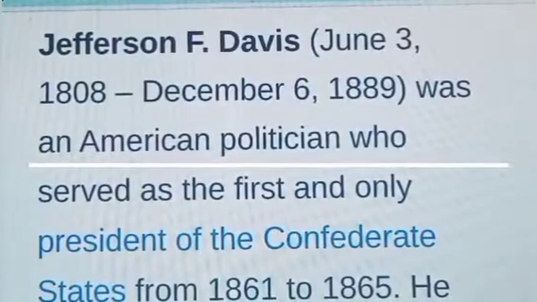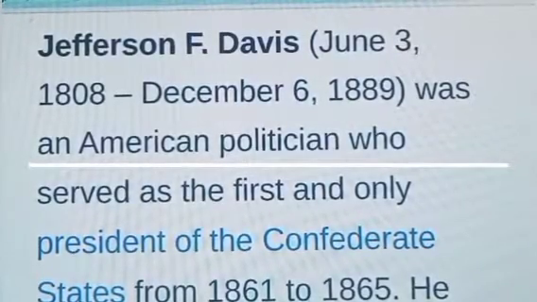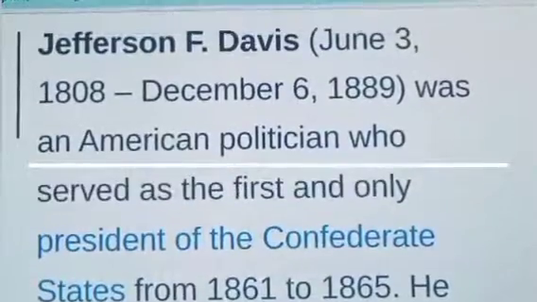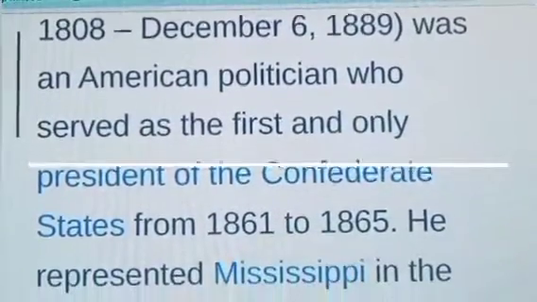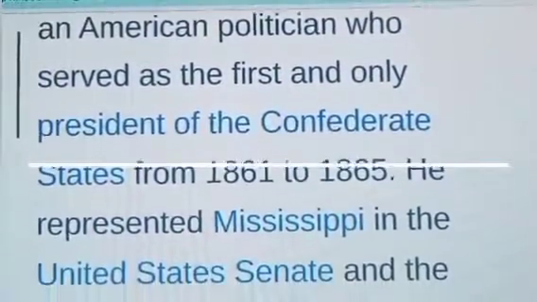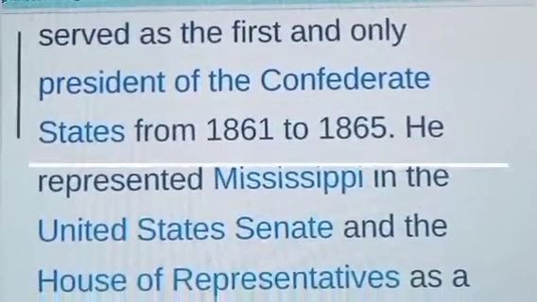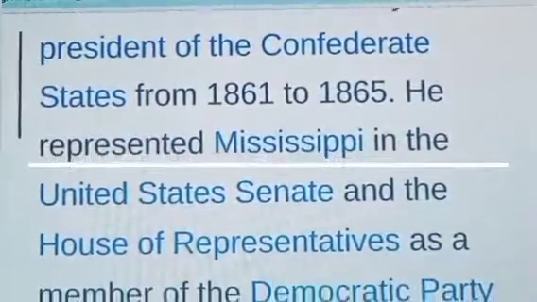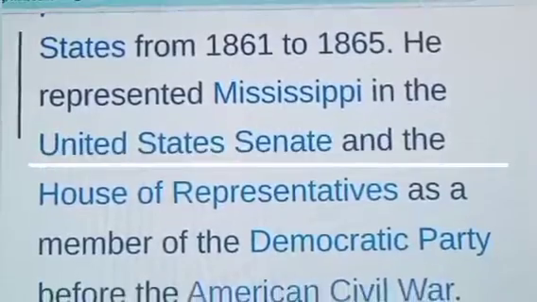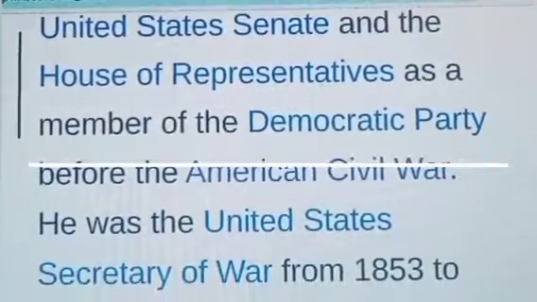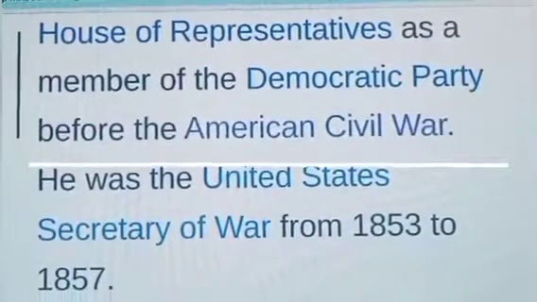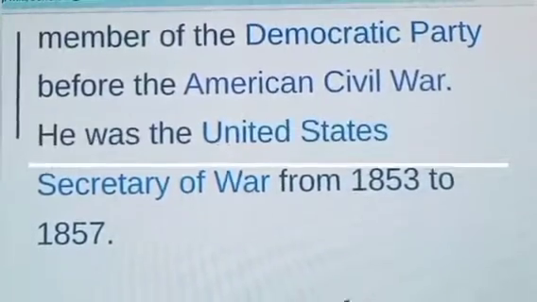Jefferson F. Davis, June 3, 1808 to December 6, 1889, was an American politician who served as the first and only president of the Confederate States from 1861 to 1865. He represented Mississippi in the United States Senate and in the House of Representatives as a member of the Democratic Party before the American Civil War. He was the United States Secretary of War from 1853 to 1857.